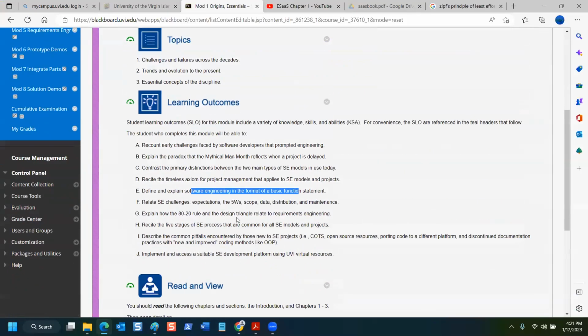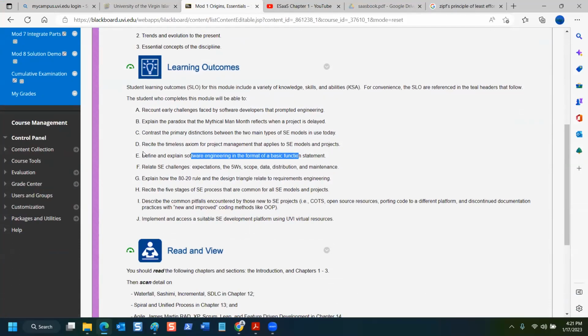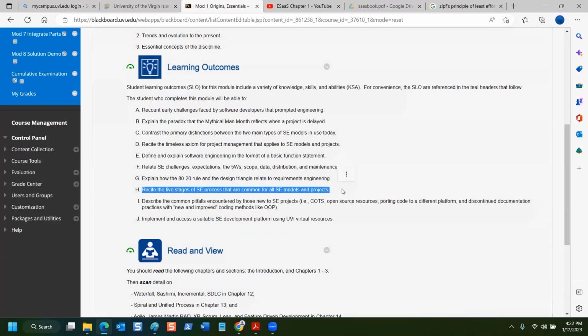None for me. So, what did we cover today? We contrasted the primary distinctions between the two main types of SE models. And yeah, we'll circle back and mop up. We also talked about the design triangle and the 80-20 rule. And the 5 stages of all SE models, regardless of which type they are, they all cover those 5 stages, right? So those elements of those 5 stages are present whether you're working adaptive or you're working plan and documentation. The 5 we covered, those are the student learning objectives we covered today.